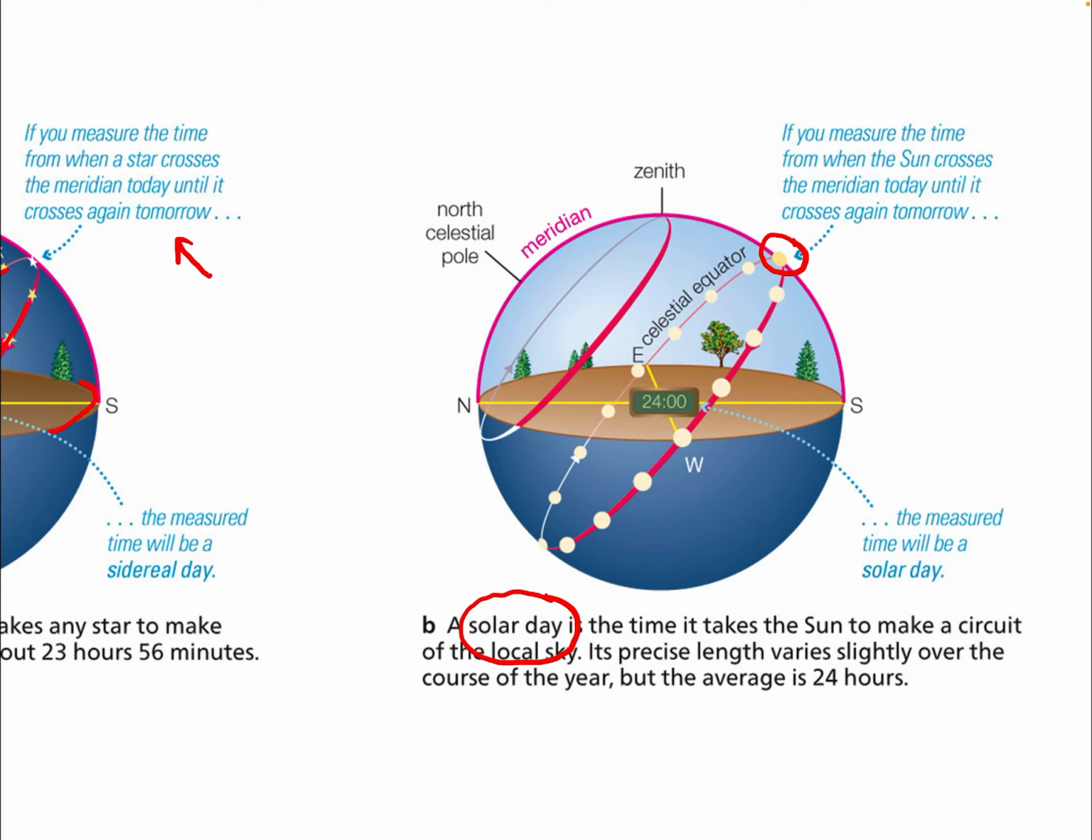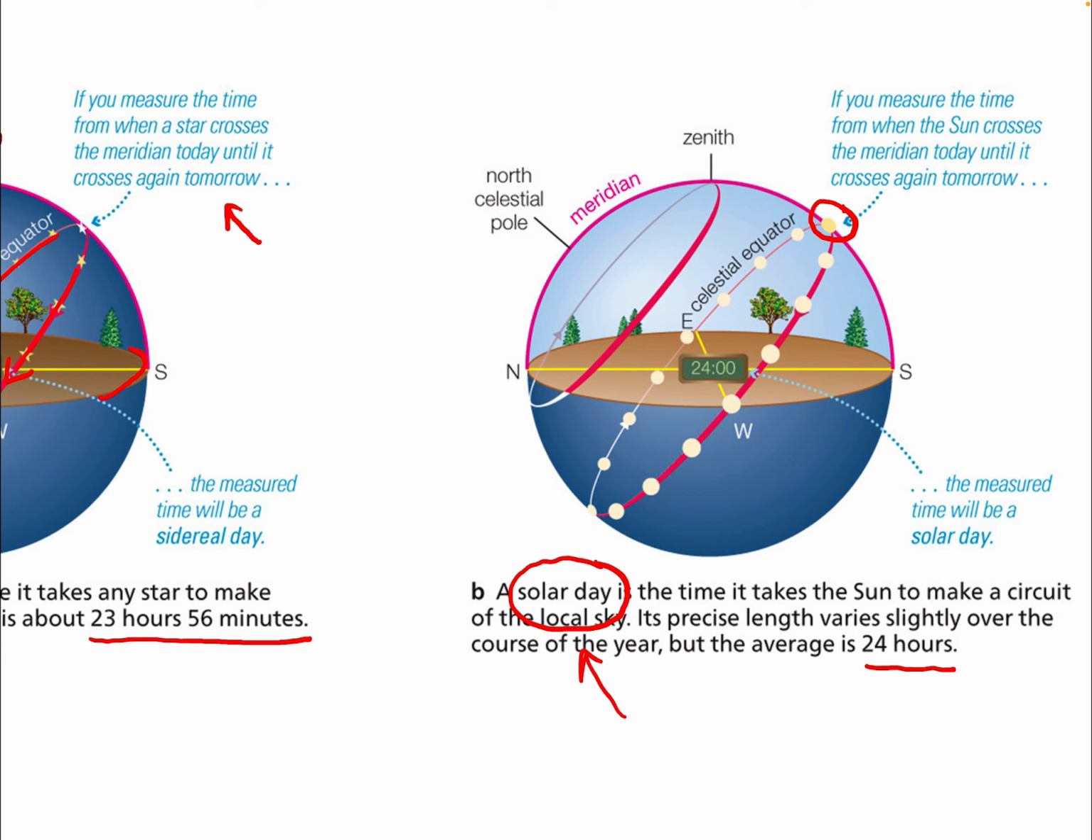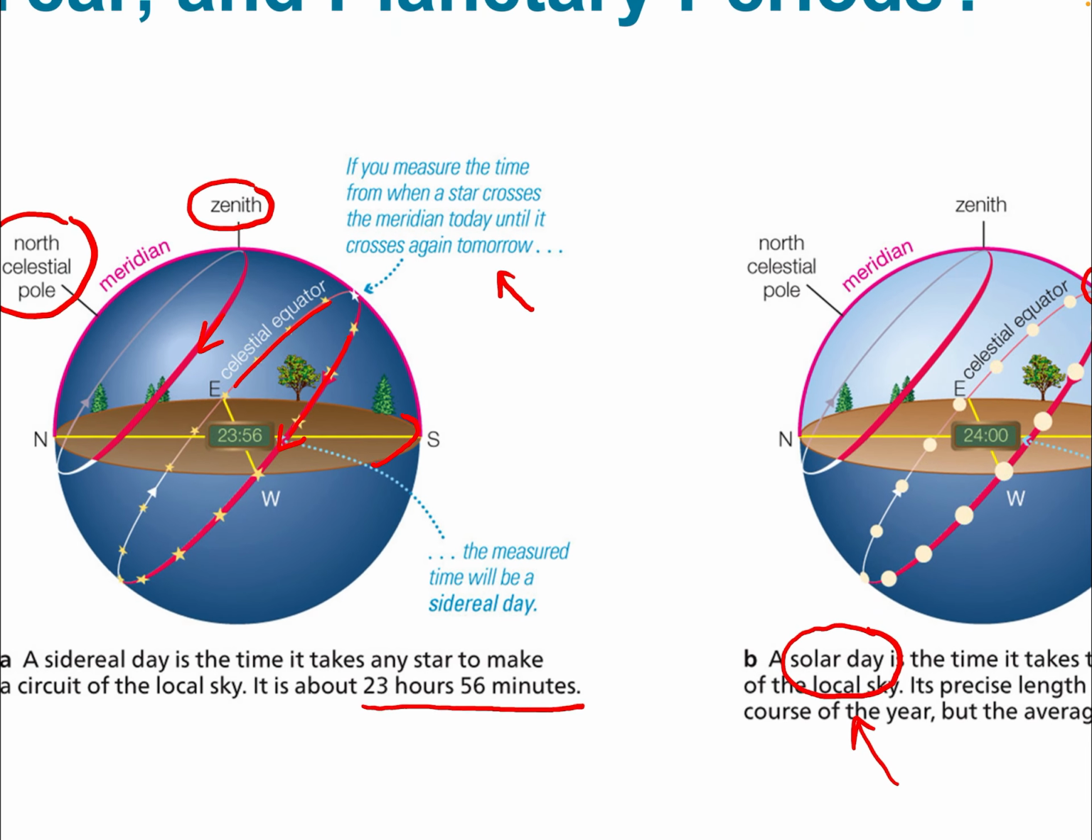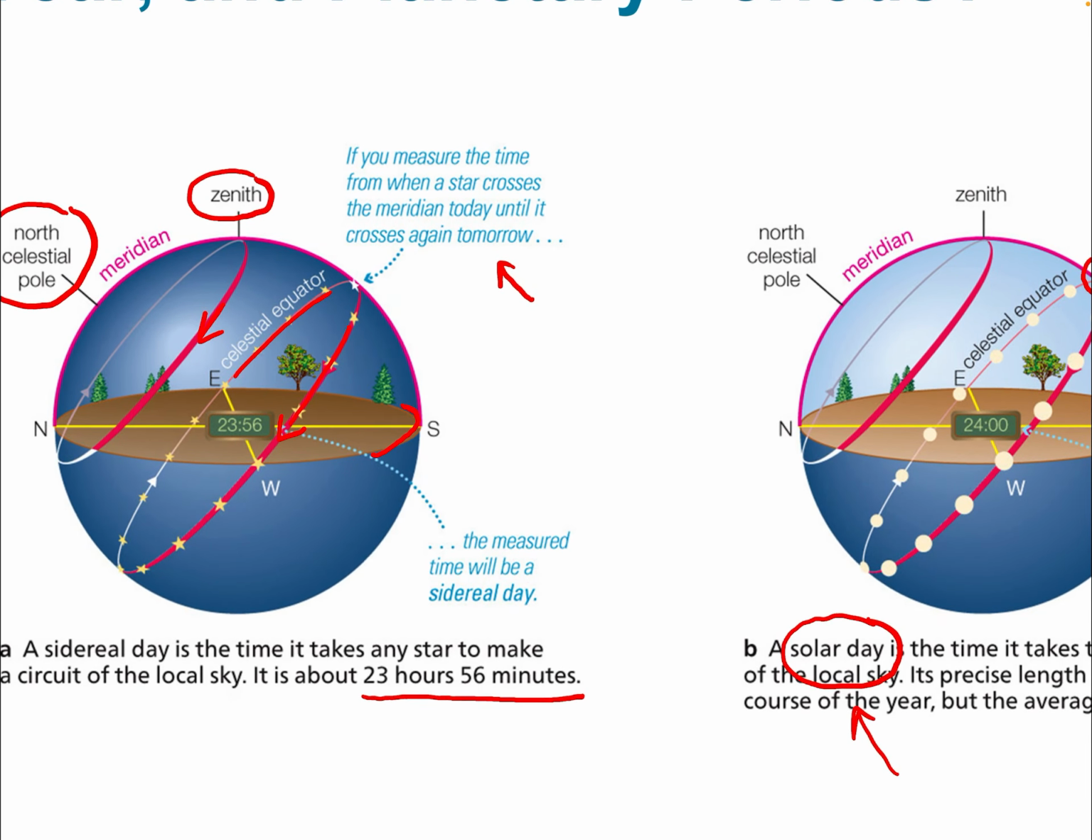Well, if we go back to the sidereal day, we can see that the sidereal day is 23 hours and 56 minutes, whereas the solar day is what you would expect, 24 hours. It is defined as 24 hours. So why the difference? The difference of a few minutes?